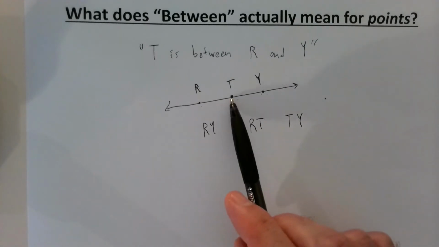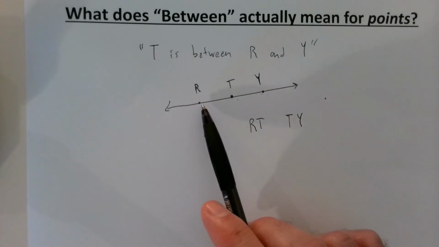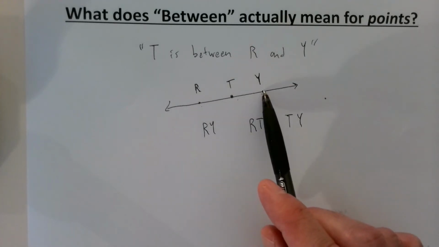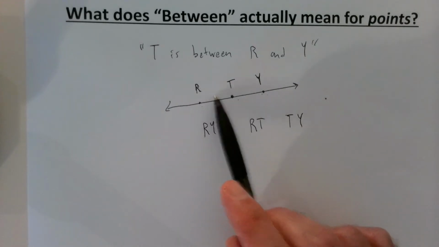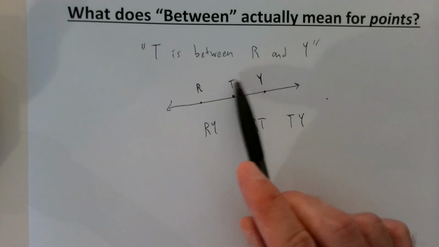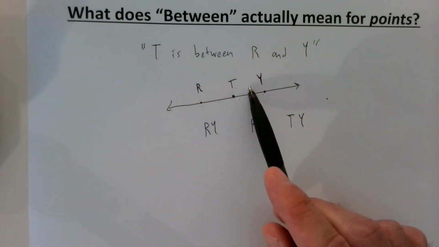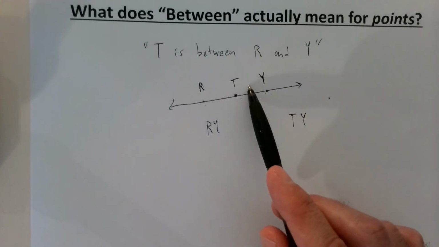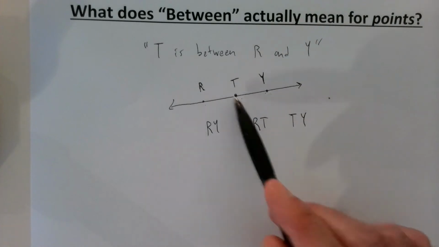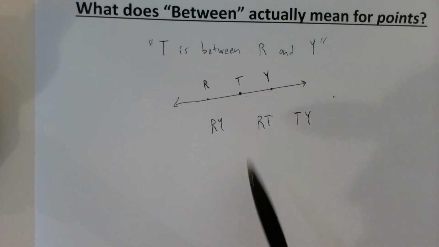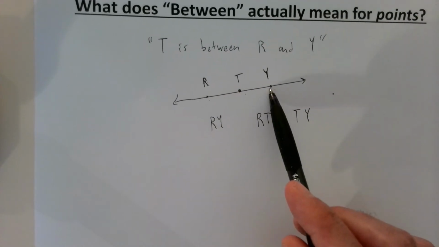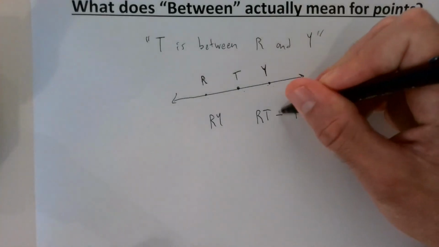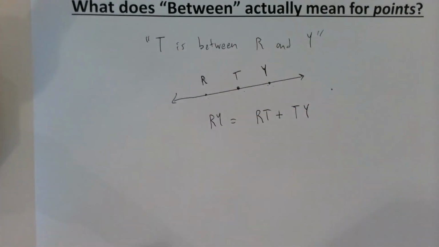Now if T was in between there, that should tell us something about the distance from R and the distance from Y. If this was a 2 and this was a 3, that should then make this whole thing a 5, because 2 and 3 makes 5. Or if this was 6 and this was 4, this whole thing should be 10, because 6 and 4 makes 10. In other words, if T is between R and Y, if you add the smaller lengths that T makes with either endpoint, so I'm going to add these lengths together, you had better get that larger one.